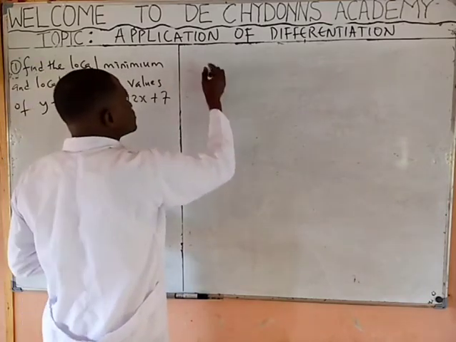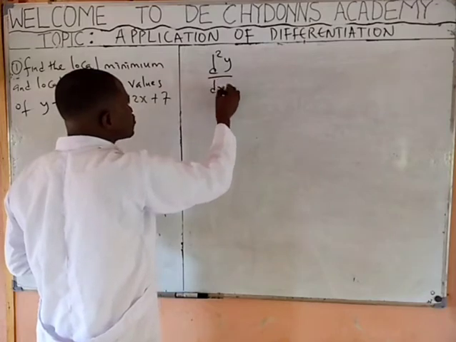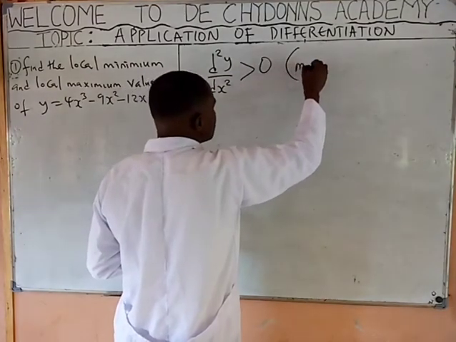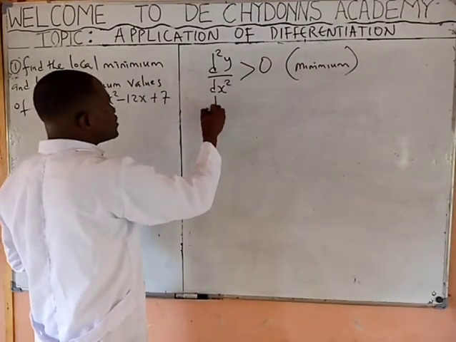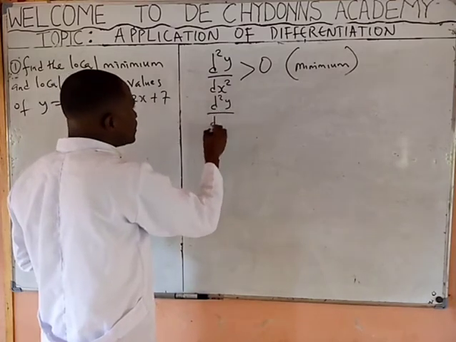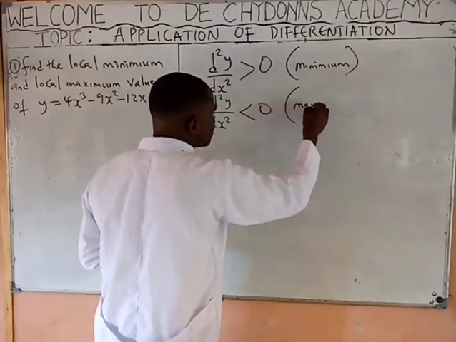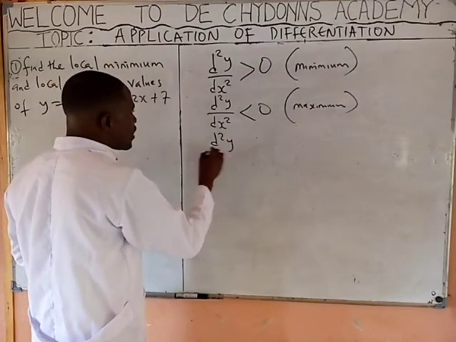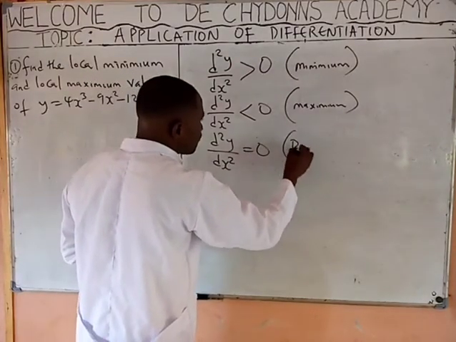Now note that when the second derivative, d squared y over dx squared, is greater than 0, you say it will be minimum. When d squared y over dx squared is less than 0, you say it will be maximum. When d squared y over dx squared equals 0, you say point of inflection.